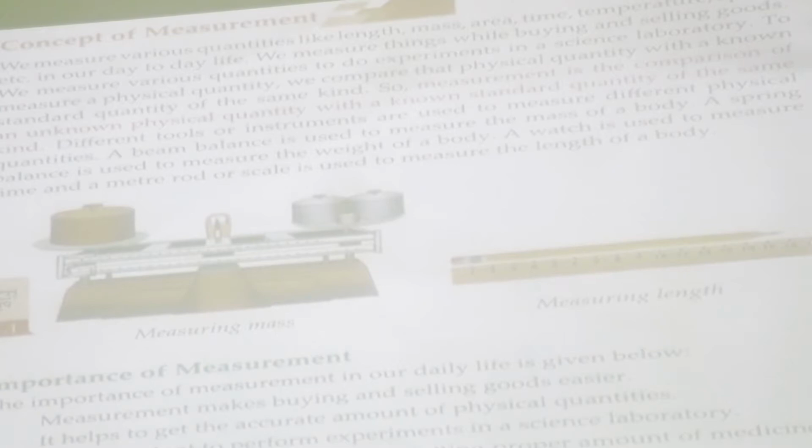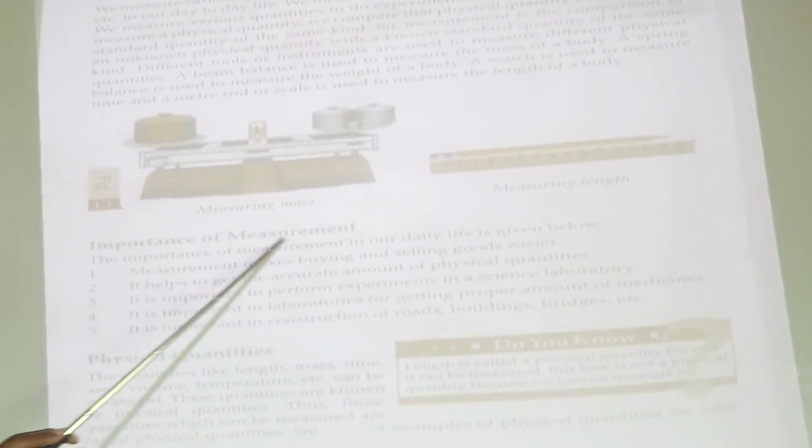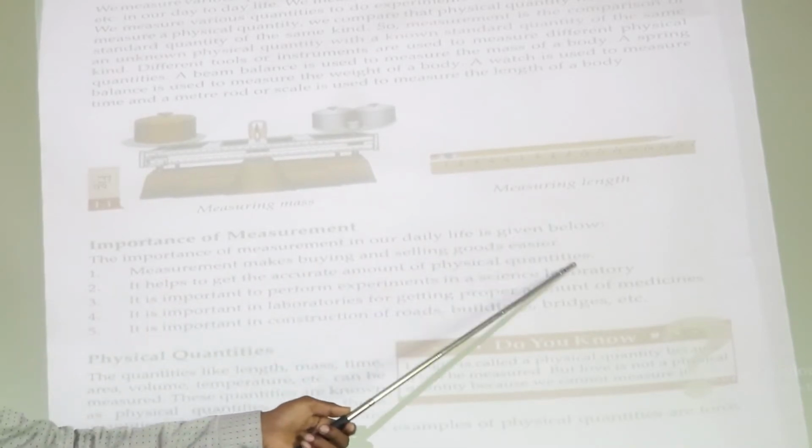Now we are going to read about the importance of measurement. The importance of measurement in our daily life is given below. Number one, measurement makes buying and selling goods easier. In our daily life, we always measure in the shop while we buy some sugar or anything else. The things should be measured while buying. It helps to get the accurate amount of physical quantities.